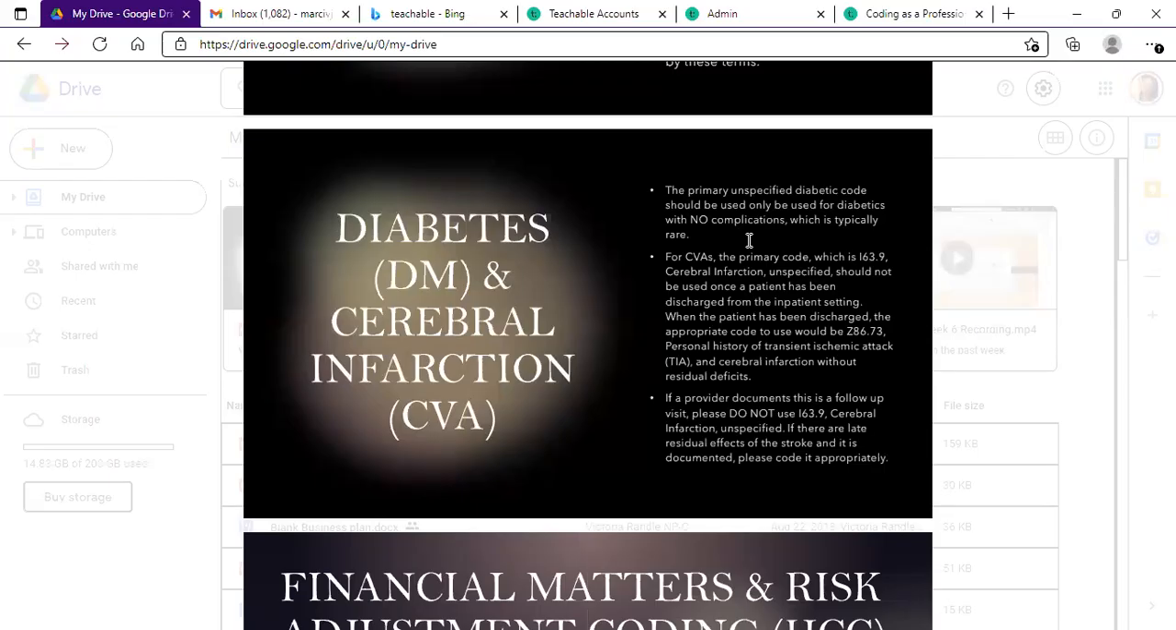So lastly, from this bullet point, if a provider documents this is a follow-up visit, and you see this capital letter, this is need to know. Whoever told me that, I'm going to wear it out. I probably have to buy you some lunch or something, because I'm wearing this need to know out.